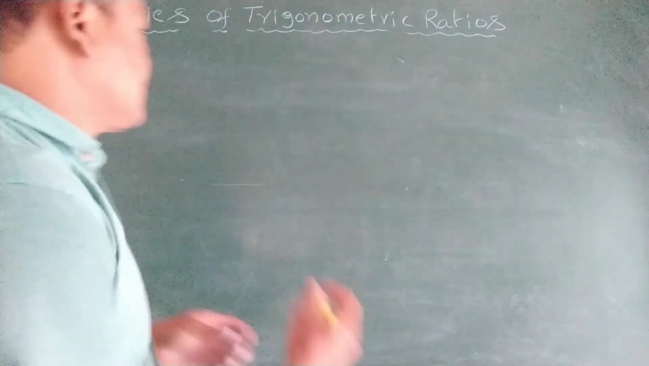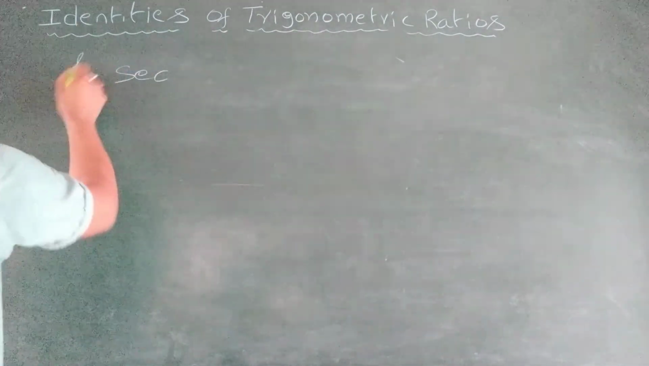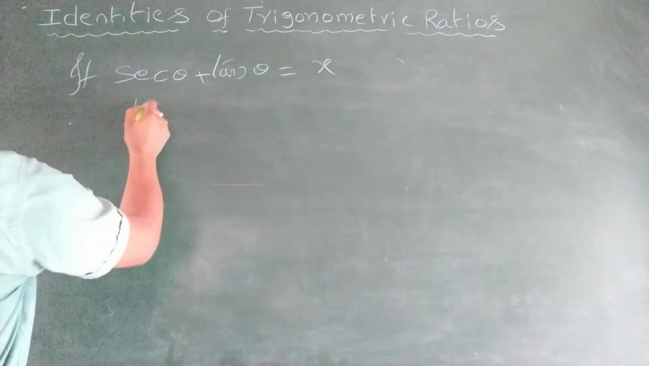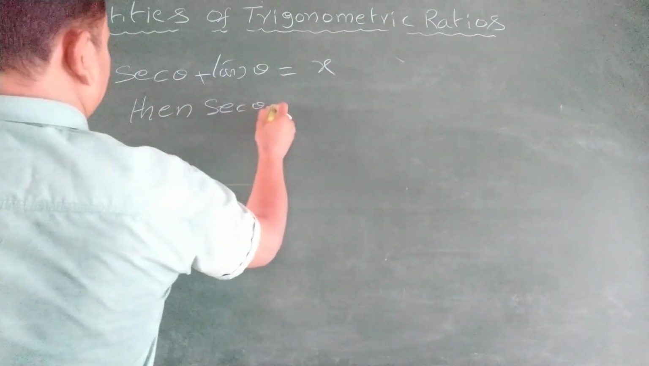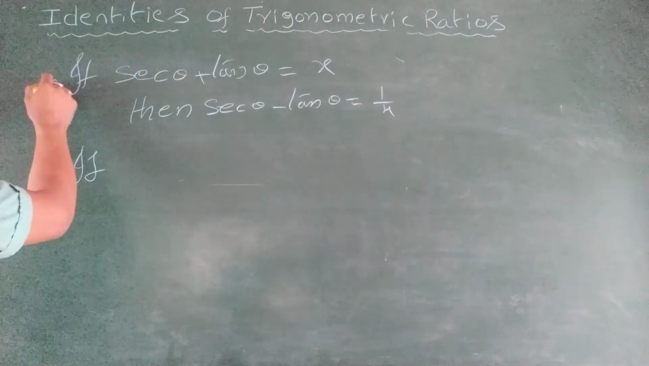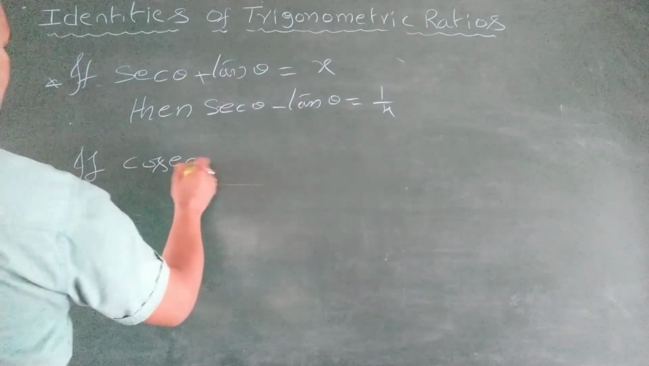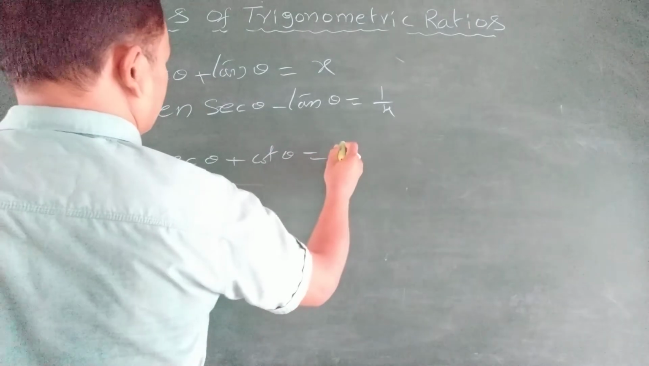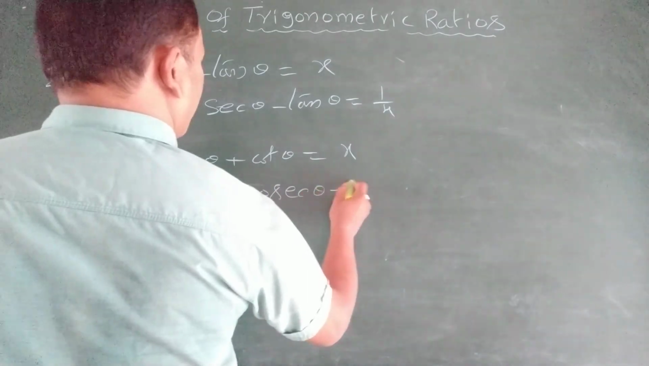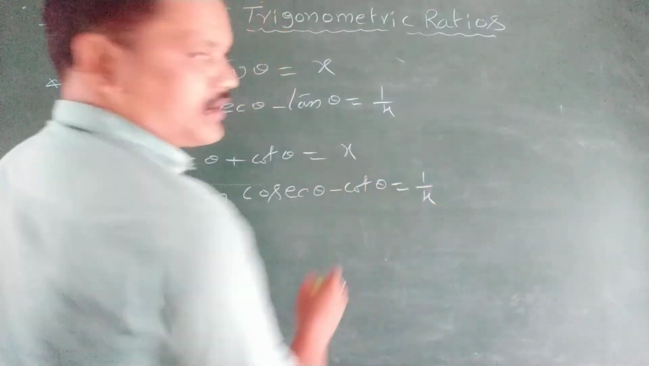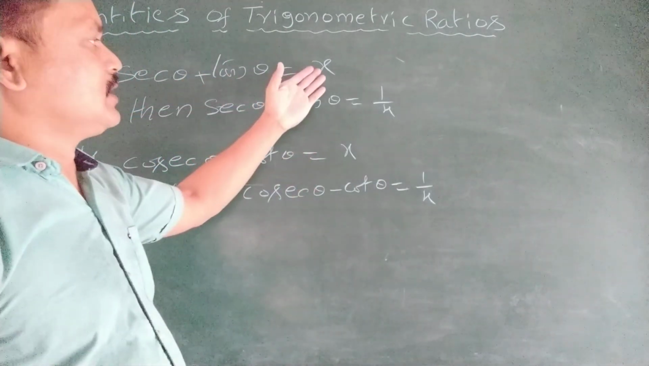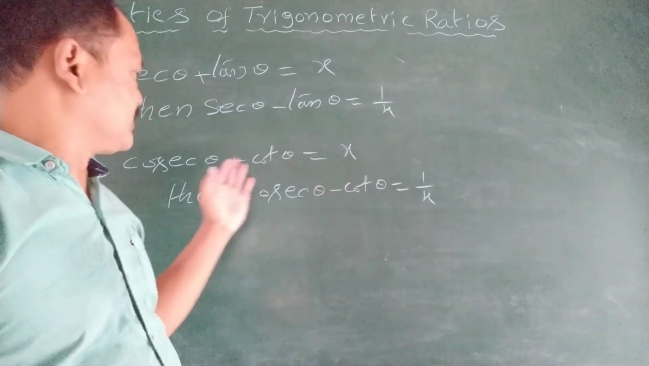If secant theta plus tan theta is equal to x, then secant theta minus tan theta is equal to 1 by x. If cosecant theta plus cot theta is equal to x, then cosecant theta minus cot theta is equal to 1 by x. That means these are reciprocal to each other. If it is x, then it is 1 by x.